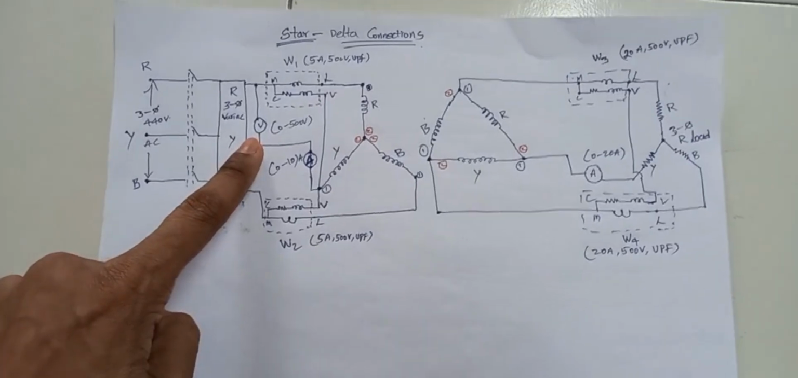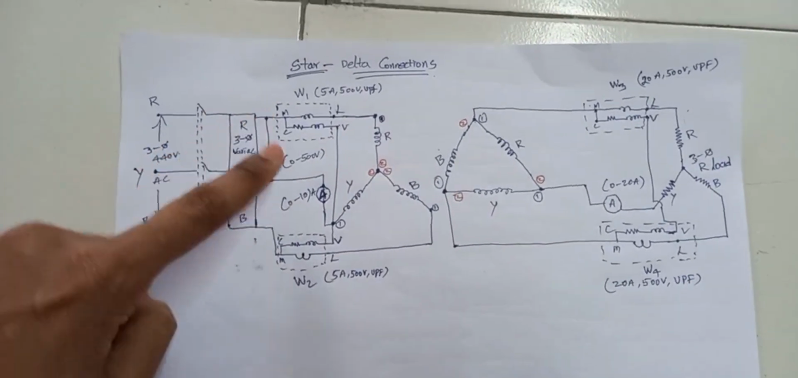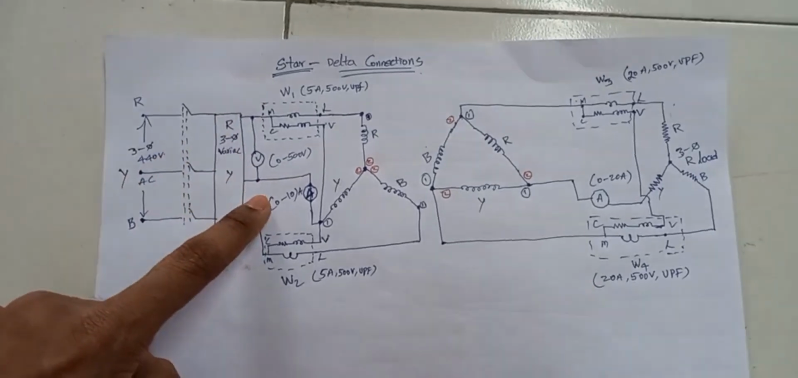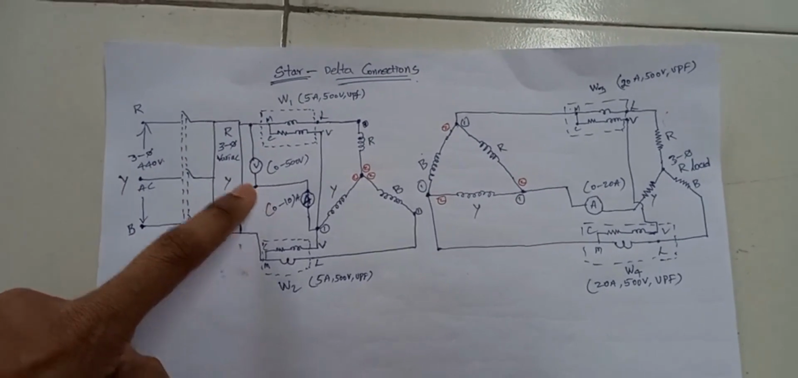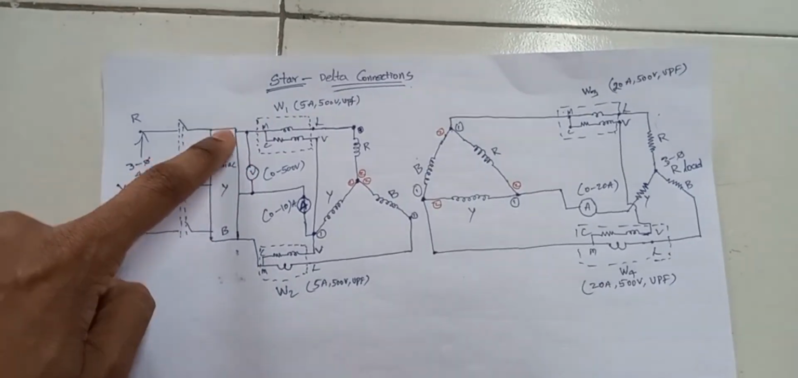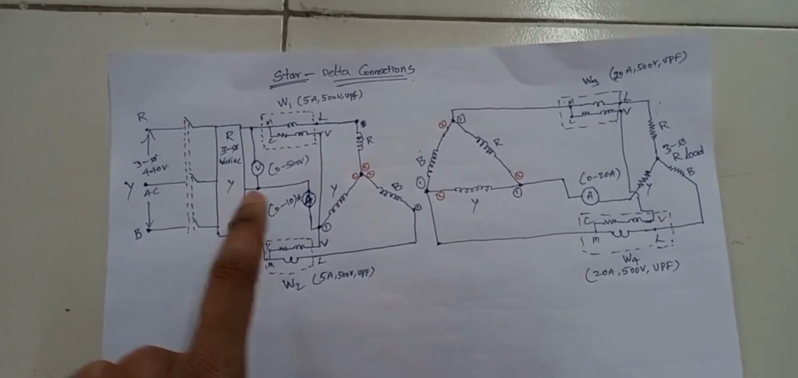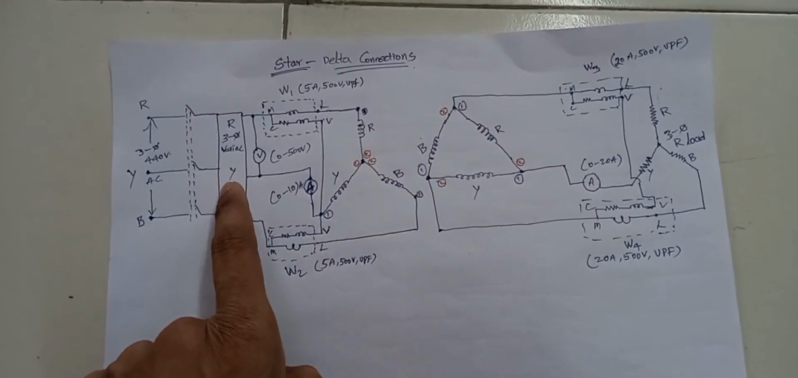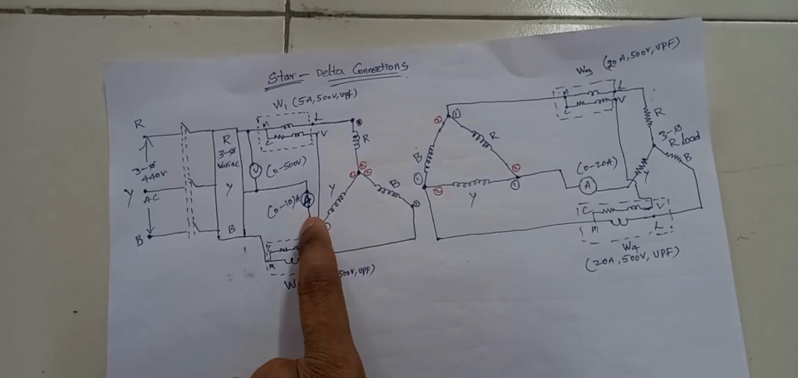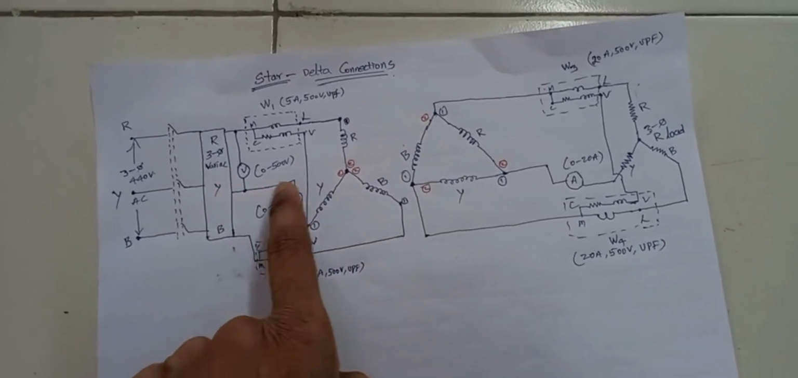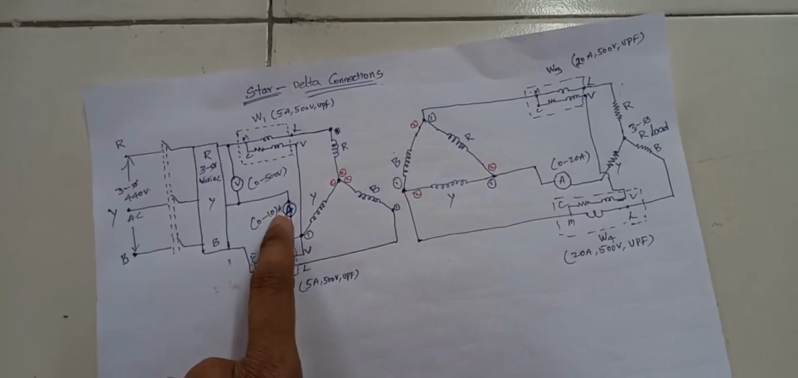As well as here, at the source end we have 1 voltmeter in between R phase and Y phase, because a voltmeter is always connected in parallel only, no? That's why we are taking 1 voltmeter in between R and Y phase. And for the Y phase we are taking 1 ammeter. An ammeter is always connected in series only. As well as that, we need to take an ammeter for R phase and B phase also.